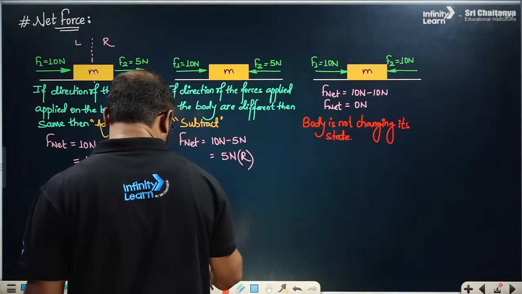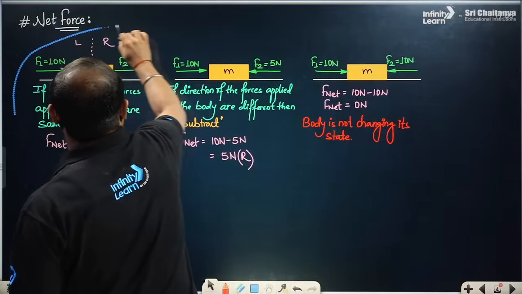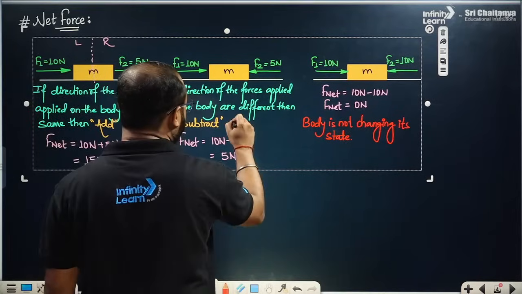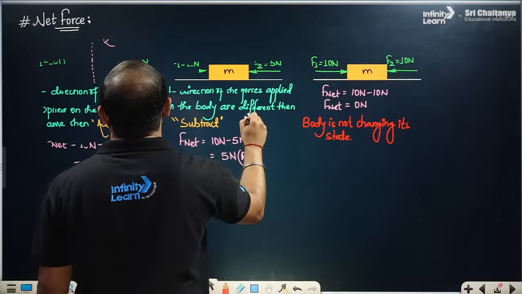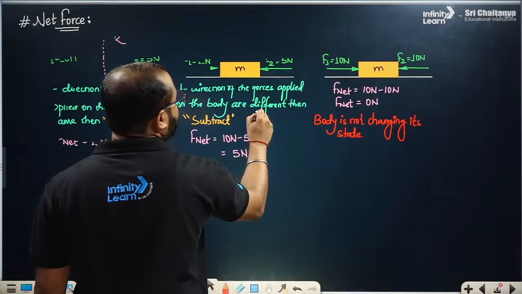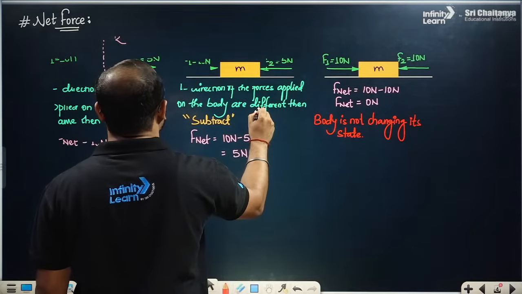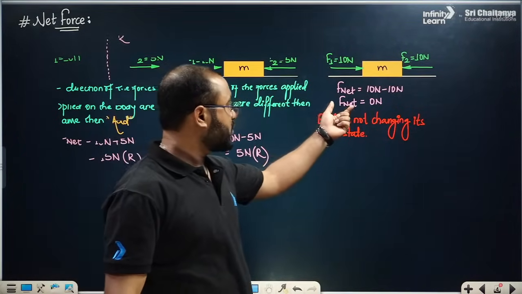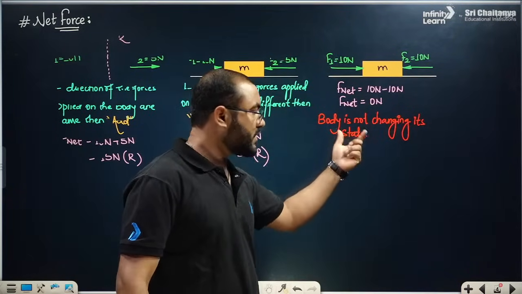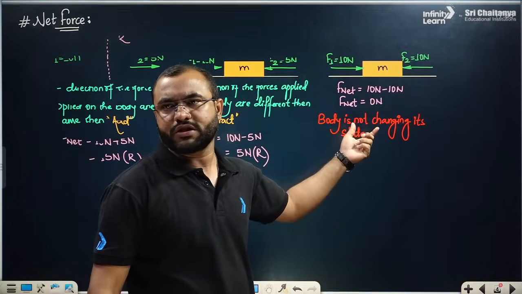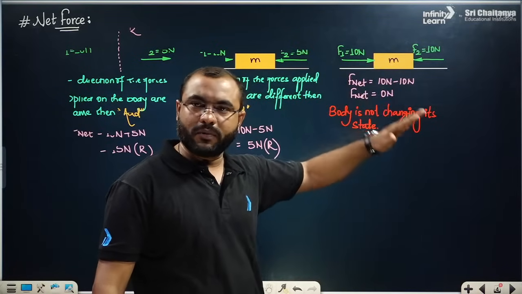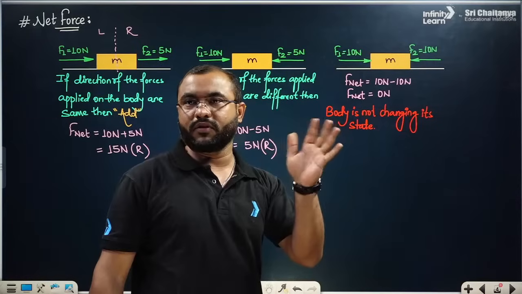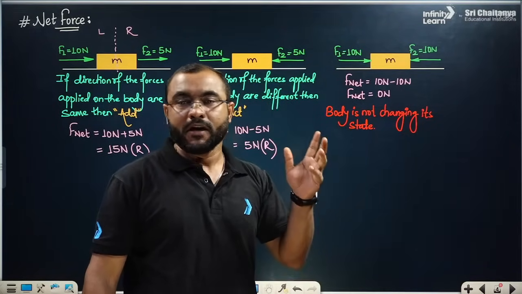Now, if you try to understand in this particular case, people, you will be able to understand there are a few things that are not written over here, but you can understand from here itself. If F net is 0 and the body is not changing its state, that means if the body is at rest, it will be at rest. If the body is in motion, it will be in motion. If the body is rotating about an axis, it will be rotating like that only. So this is the state.